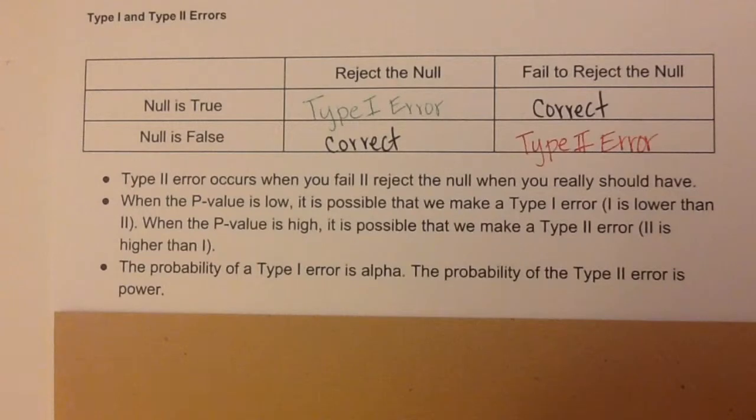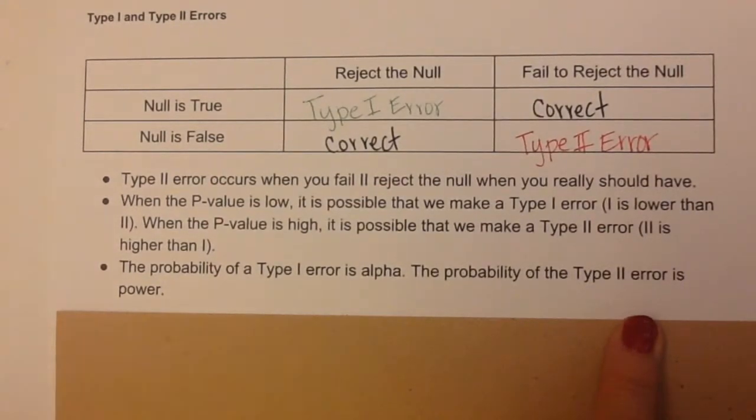These are different possibilities. The probability of a type 1 error is alpha. The probability of a type 2 error is power. Remember that alpha is that alpha level that you're setting. That's the same alpha that we're referring to. As far as power goes, you don't really have to worry about calculating power, but you do need to understand the concept of what power is. So remember, the probability of a type 2 error is your power.